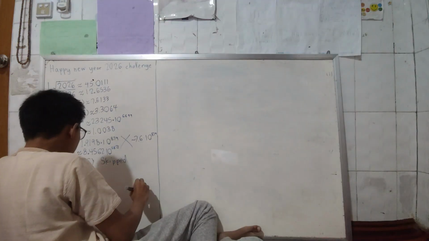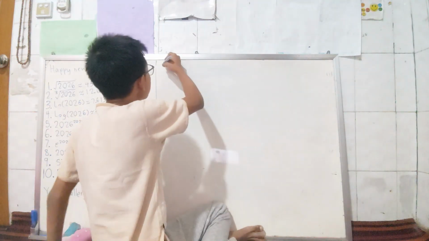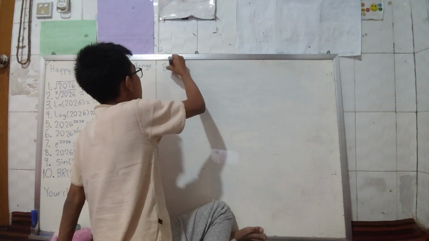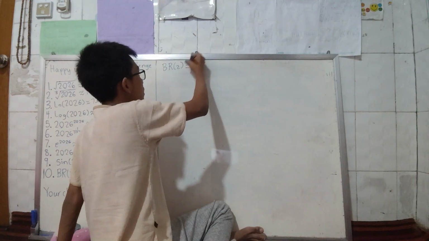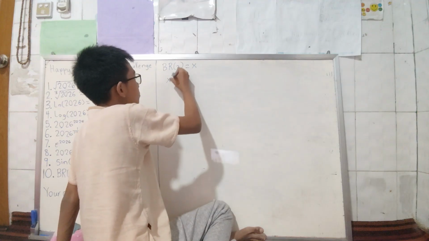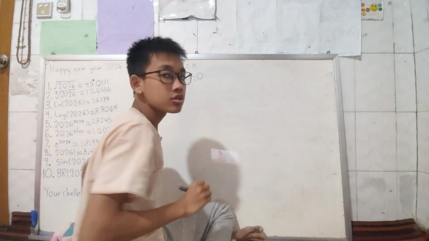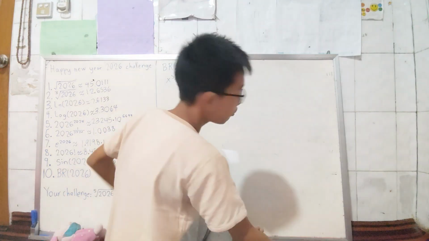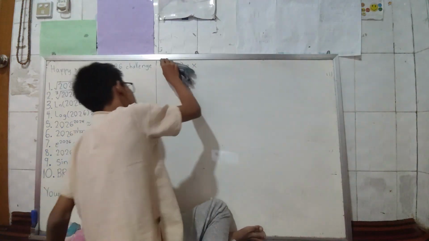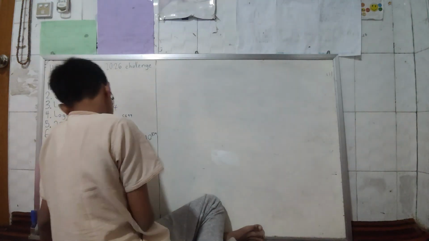Okay, what about the bring radical of 2026? In case you don't know, the bring radical is the solution x to x to the fifth plus x plus z equals 0. It's like a solution to the quintic equations, the polynomial equation of degree 5. That's gonna be a topic for another video.